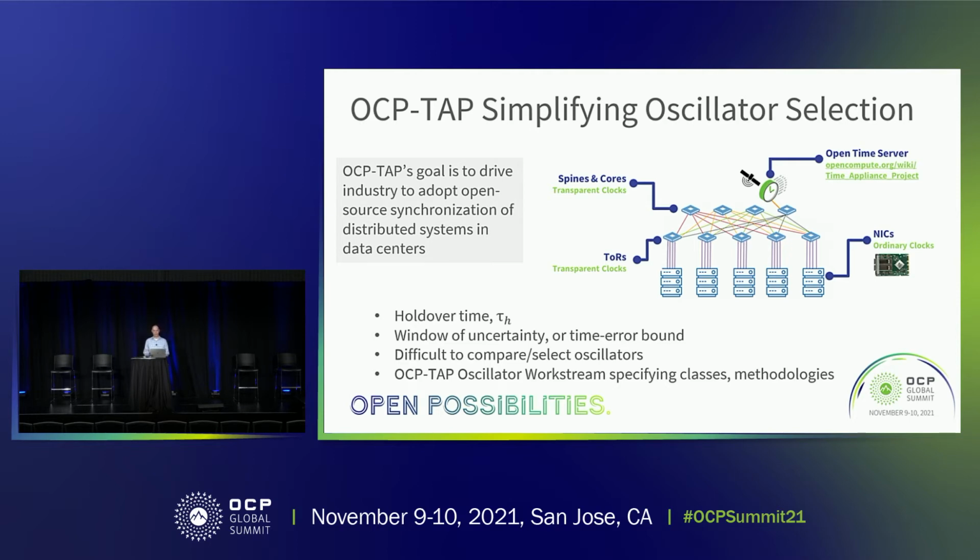And so this is a fairly ambitious goal that we have here in the oscillator workstream, which is to try to specify a holdover methodology. And that's what I'm going to be discussing here. But once we do that, then you'll be able to compare different oscillator vendors' data sheets, apples to apples, or at least their compliance report to the OCP-TAP specification for oscillators. You'll be able to compare them apples to apples, and there'll be full transparency in how the holdover was measured. And that's really the end goal, to enable a very easy selection of oscillator when you're given a lot of variety of oscillators.